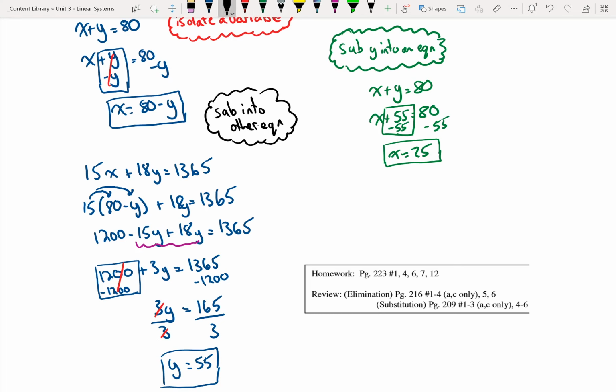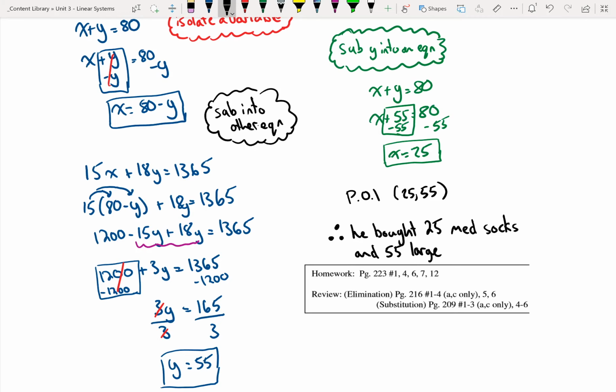So again, because this was technically solving a linear system, if I wanted to, I found the point of intersection, which was 25, 55. But in reality, because we're actually dealing with a scenario, therefore he bought 25 medium socks and 55 large socks.